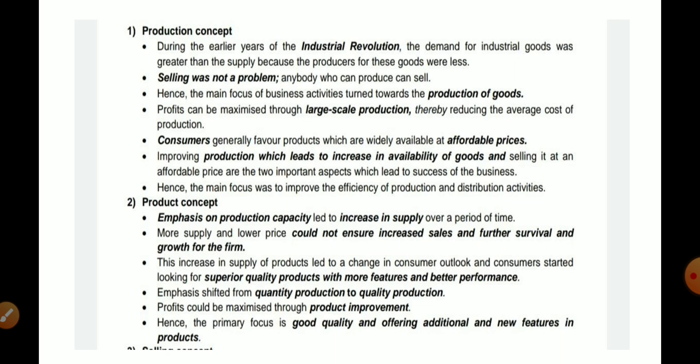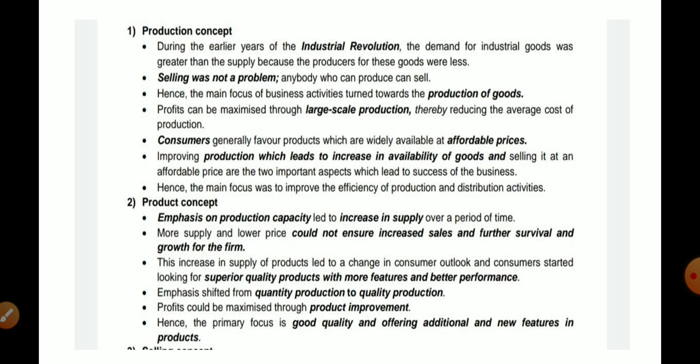Consumers generally favor the product which is widely available at an affordable price. Now, this concept is not used because the production concept is not enough in this era. Production which leads to an increase in the availability of goods and selling them at an affordable price are the two important aspects of the production concept. Hence, the main focus is on distribution activities.